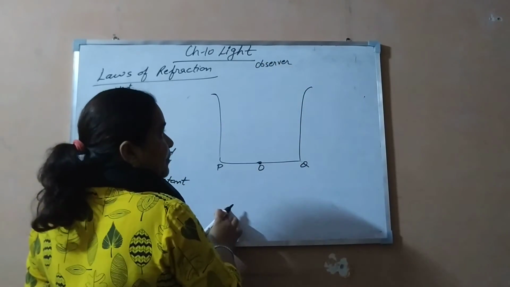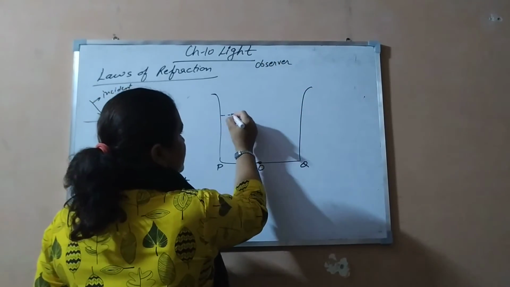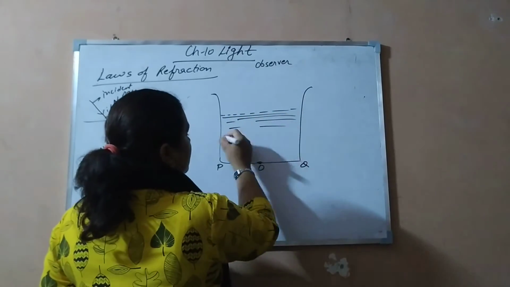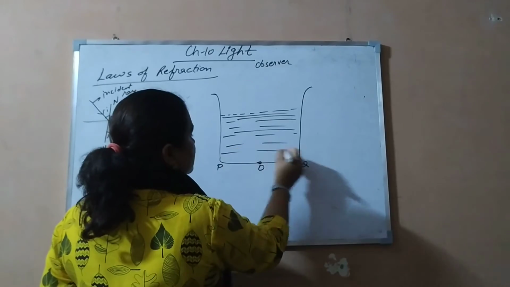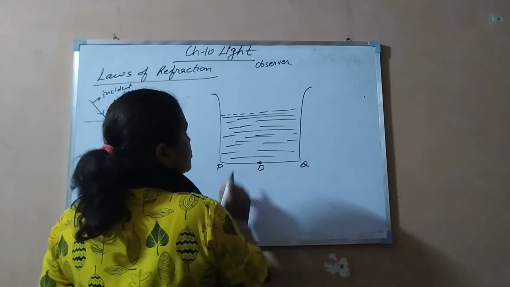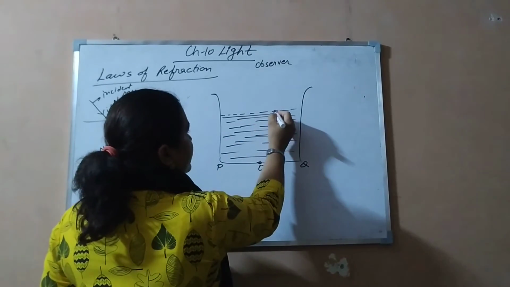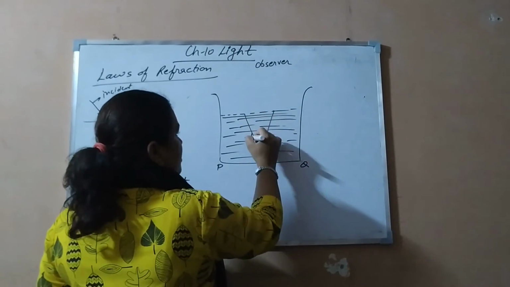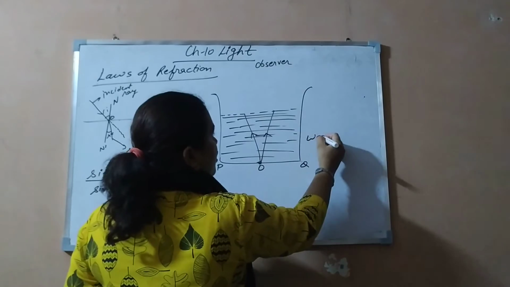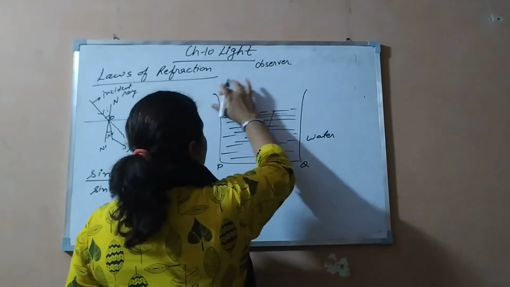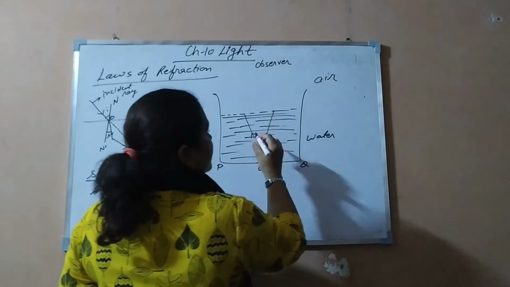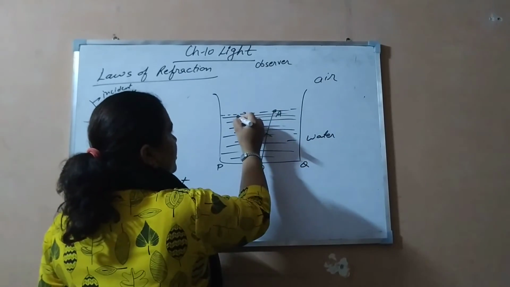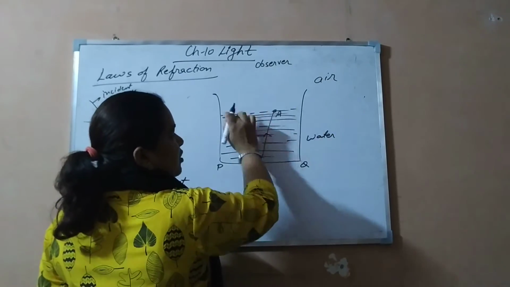Clear? So what happened? Let's say this here is the water filled. So what happens when the rays enter here, like this or like this? They go out again from water to air. They go from water to air. So at this point, let us take this point as A and this point as B. So this is the contact media.